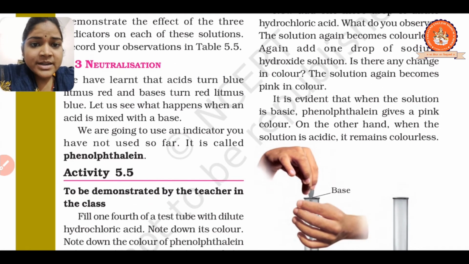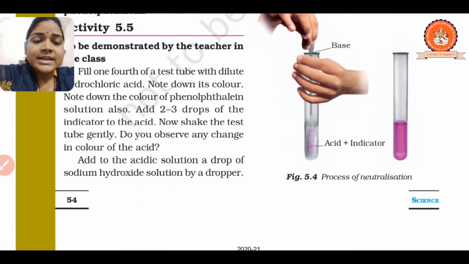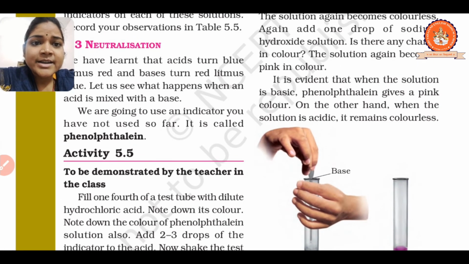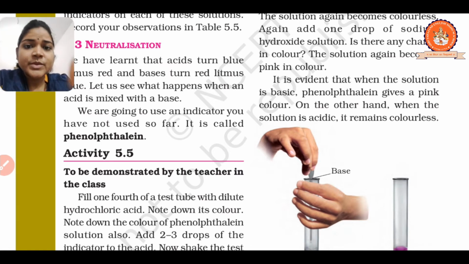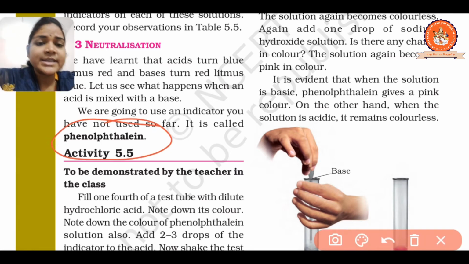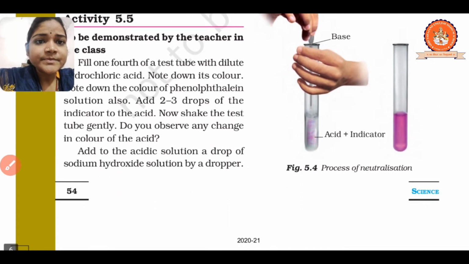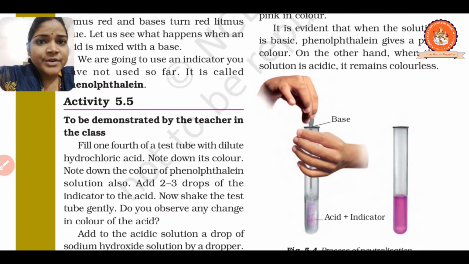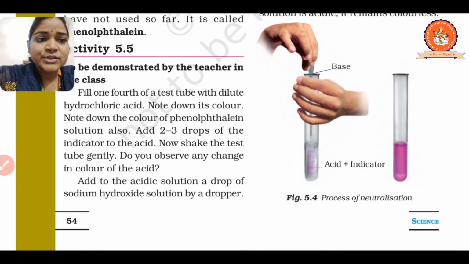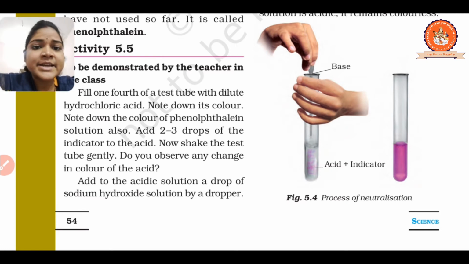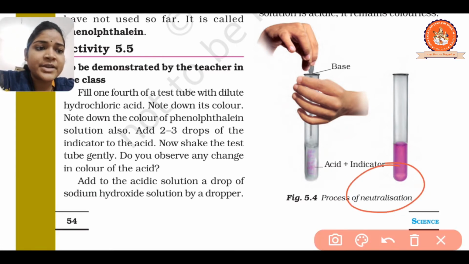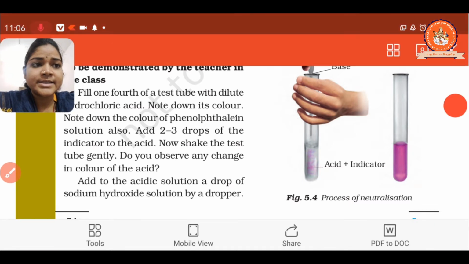So one more activity here, activity 5.5, that is the process of neutralization, right? In that, the indicator used is phenolphthalein. It is light pink in color, right? I will show you one video related to the process of neutralization. Neutralization means the reaction between acid and base.